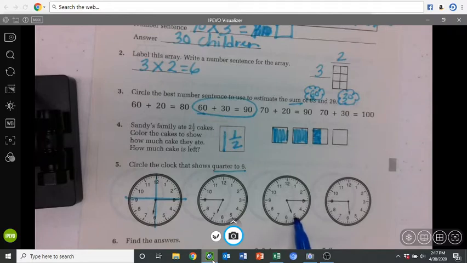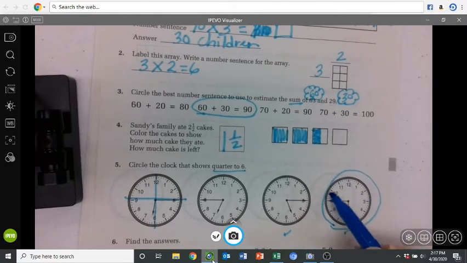I see 2 of them. I see this one. Just going to put a little check there, and I see this one. But I want to show 5:45. That means it's coming back around to the 6. So would it be the 3 or the 9? It would be the 9. It's 5:45. It's about there, almost there.